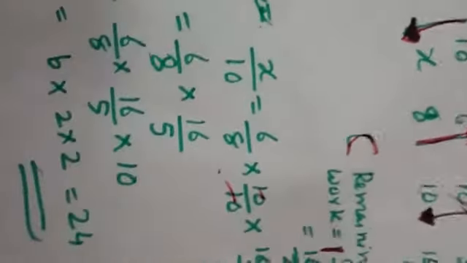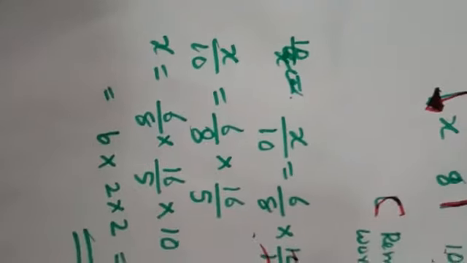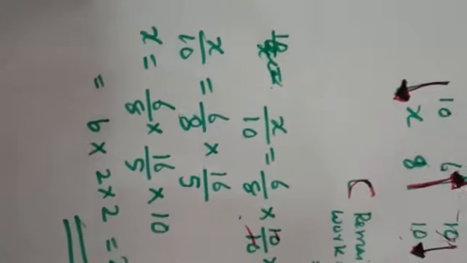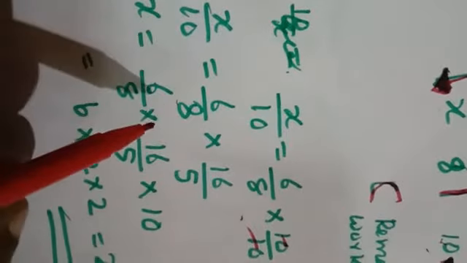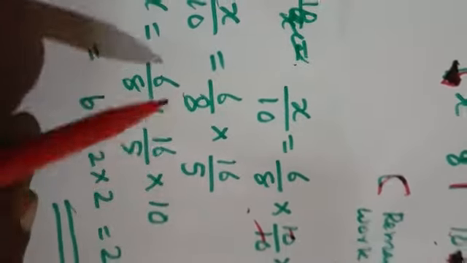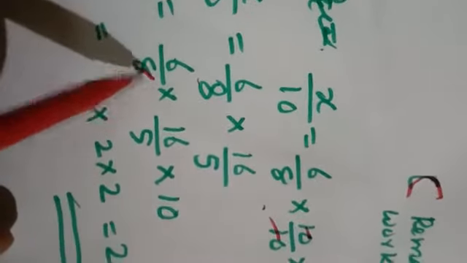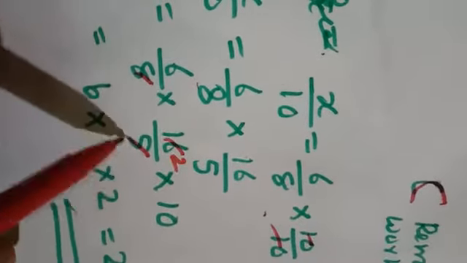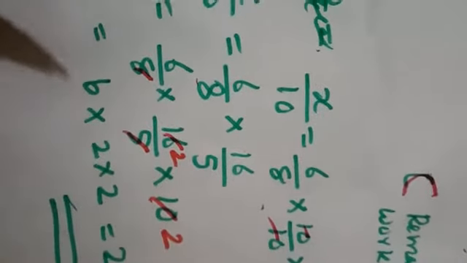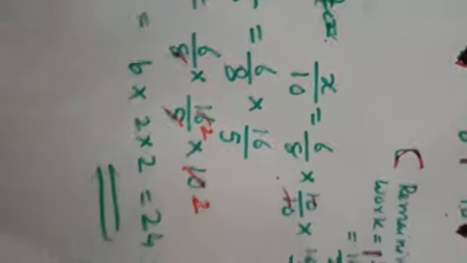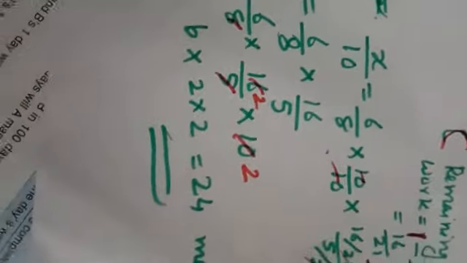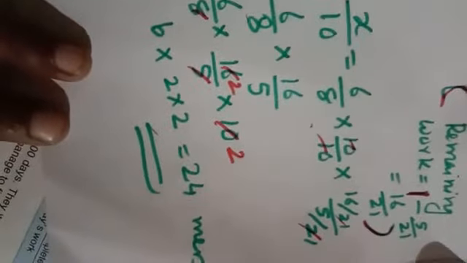Now x by 10 is equal to 6 by 8 into 16 by 5. So x is equal to 6 by 8 into 16 by 5 into 10. This 10 moves to the opposite side. Now 1 8 is 8, 2 8s are 16; 1 5 is 5, 2 5s are 10. So 6 into 2 into 2. 6 into 2 is 12, 12 2s are 24. 24 men needed.